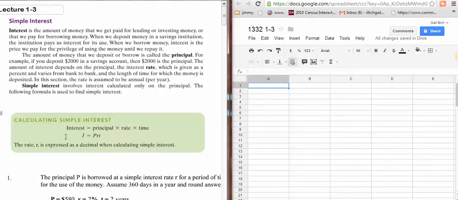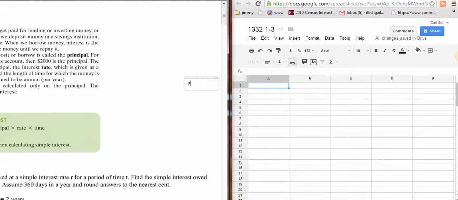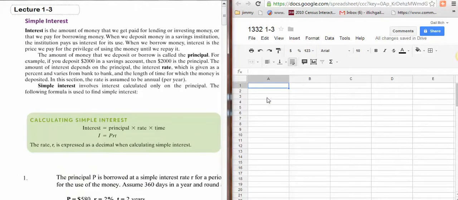So our formula has principal and rate and time, and they all have to be multiplied together. So it makes sense to come over in our Google spreadsheet and put the things that we're going to need to enter in. So principal, a rate, and time.